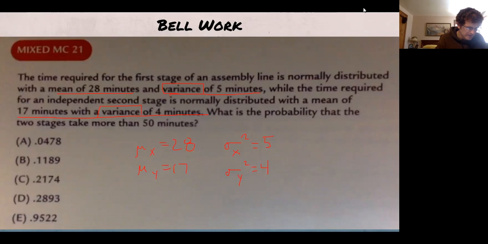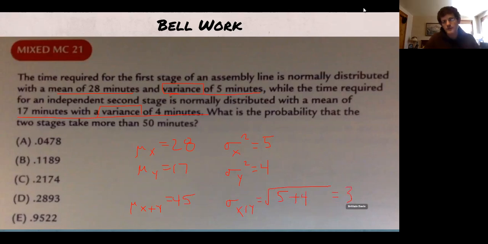Since we're combining both of these, to get the combined time, the mean is just these added up. That's 45. The standard deviation, because that's actually what we're concerned with, for x plus y is going to be the square root of the variances, which is just 5 plus 4, which is 9. So the square root of all that is 3. So there's our standard deviation.